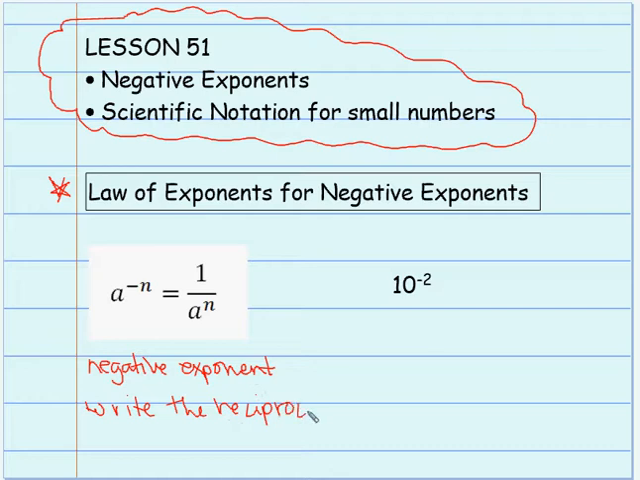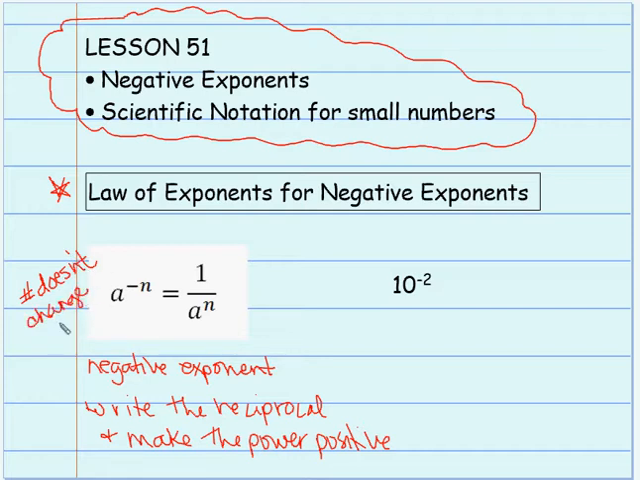Write the reciprocal and make the power positive, or the exponent. Okay. Notice that a doesn't change signs. Okay, so your number doesn't change signs. Just your exponent does.